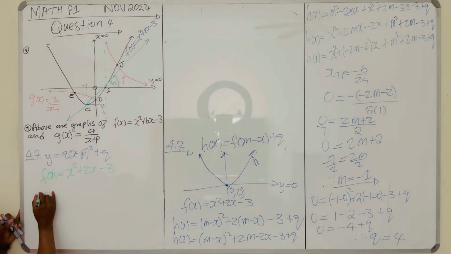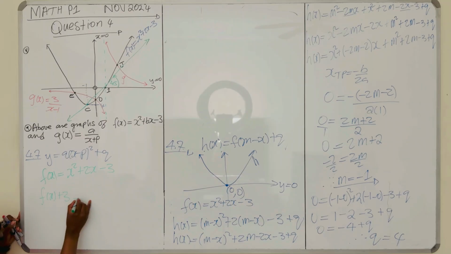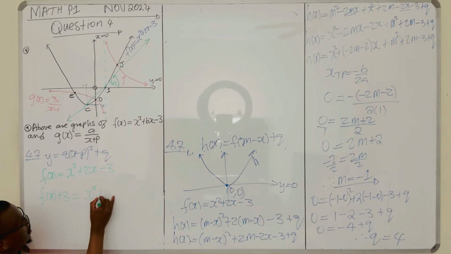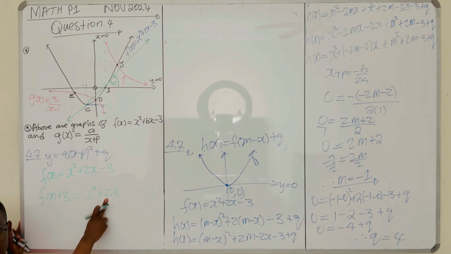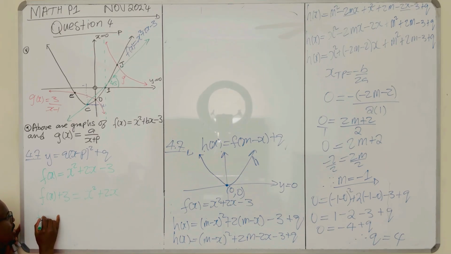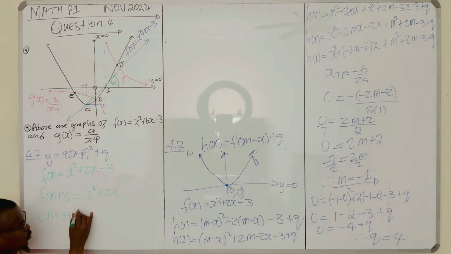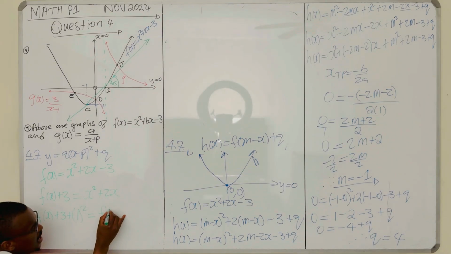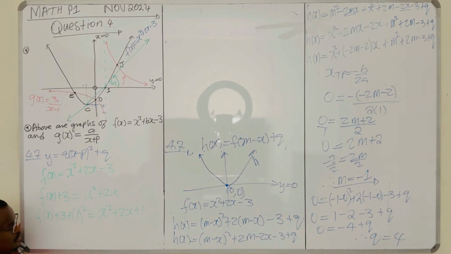So we're going to have f of x plus 3 is equal to x squared plus 2x. Rule number 3, you add half of the coefficient of x and square it, on both sides. So we're going to have f of x plus 3 plus half of 2, which is 1, all squared, is equal to x squared plus 2x plus 1 all squared. The next thing, just factorize this side. So this side you're going to have f of x plus 4, do you agree?